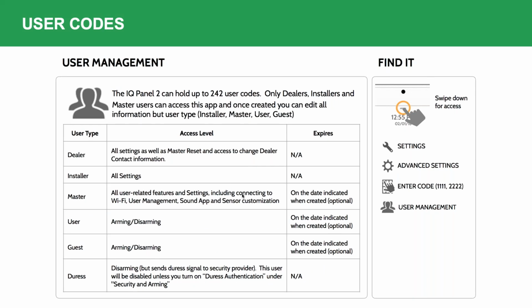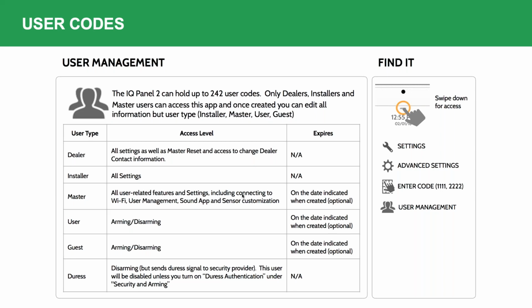With user management, you can do up to 242 individual codes for the system. You've got your dealer code, installer codes, your master codes. One thing I do like with this system, even with alarm.com, is you can have guest codes created where, hey, maybe it's my cleaner. They come in once a week on Tuesdays, so from 8 a.m. to noon, I want to give them access.